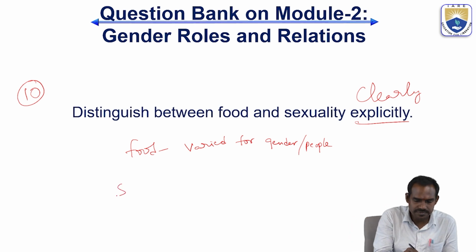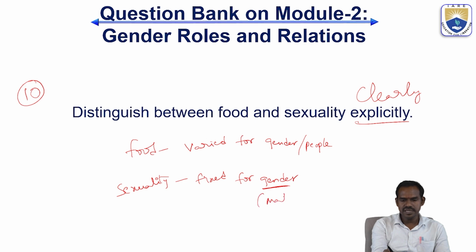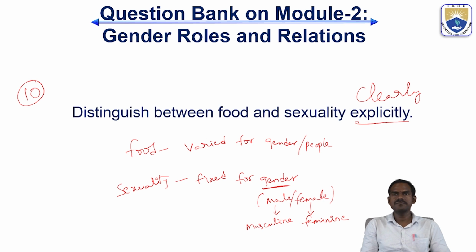Whereas sexuality, it is fixed. Fixed for male and female. It is fixed for male and female. The male is characterized by masculine nature, having strong muscle strength or strong muscles, and female is characterized by femininity. Okay, femininity means soft and gentle.